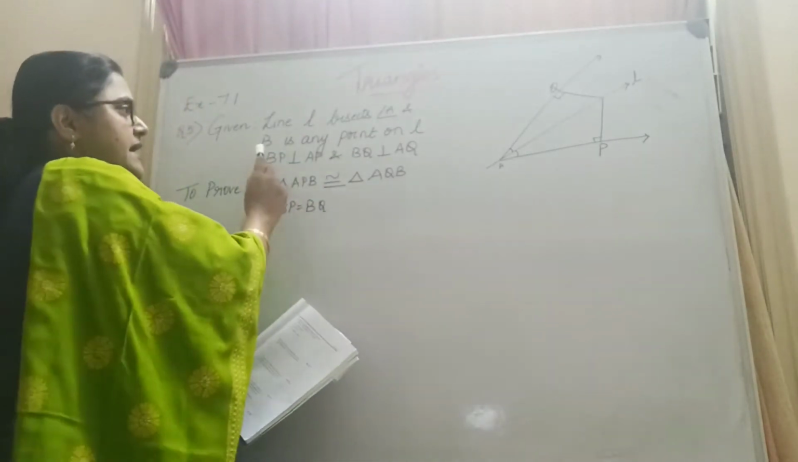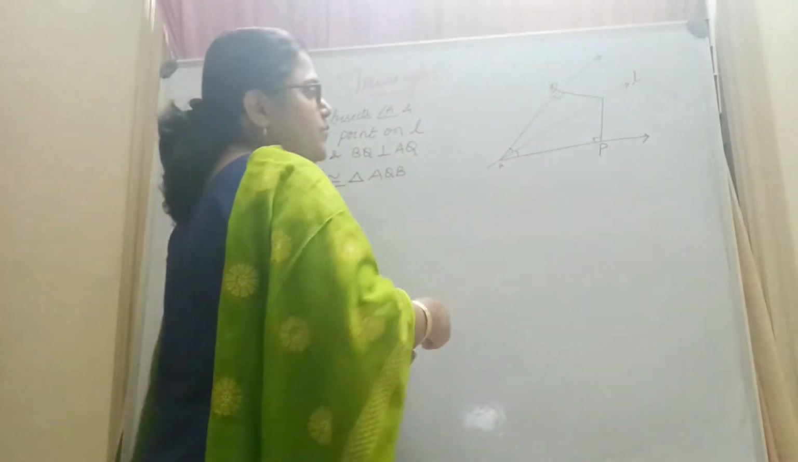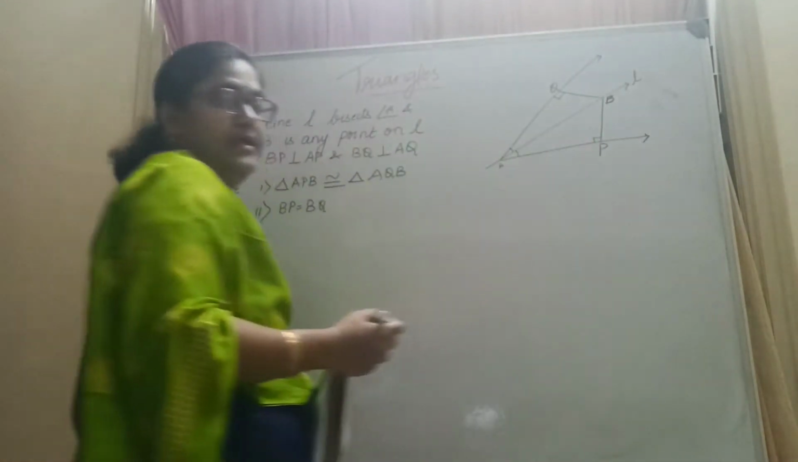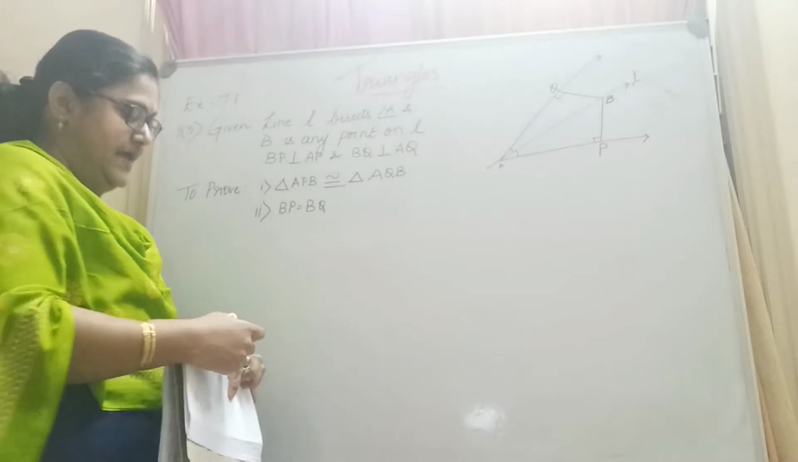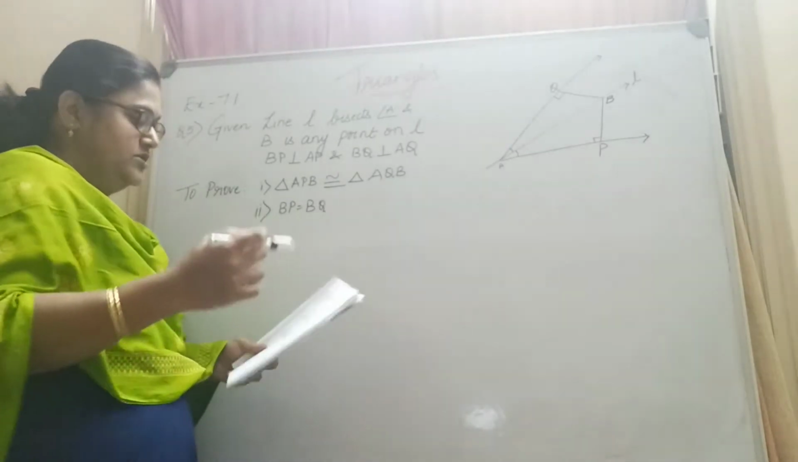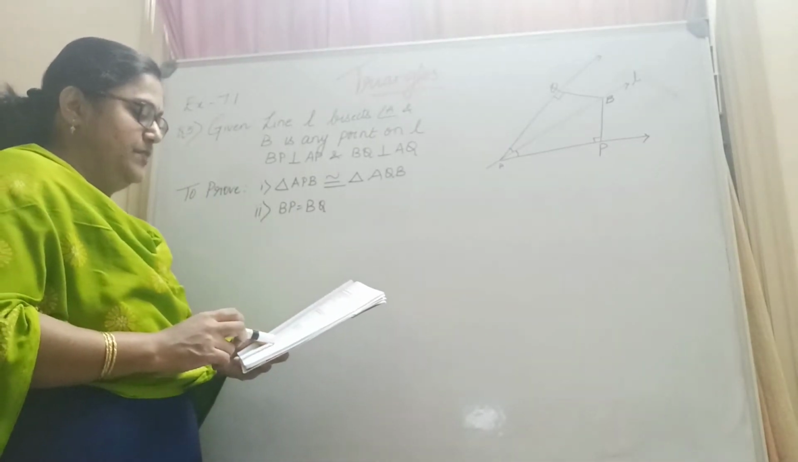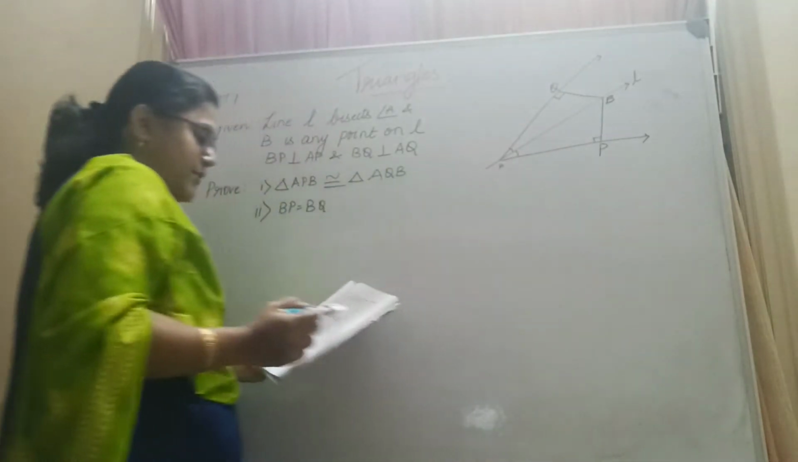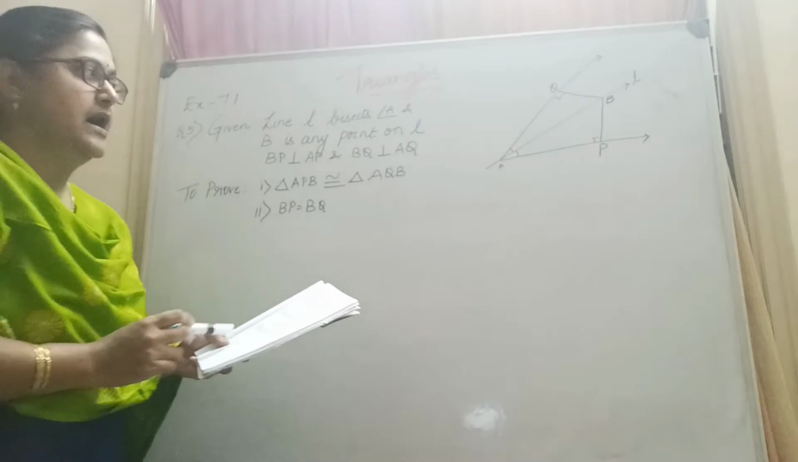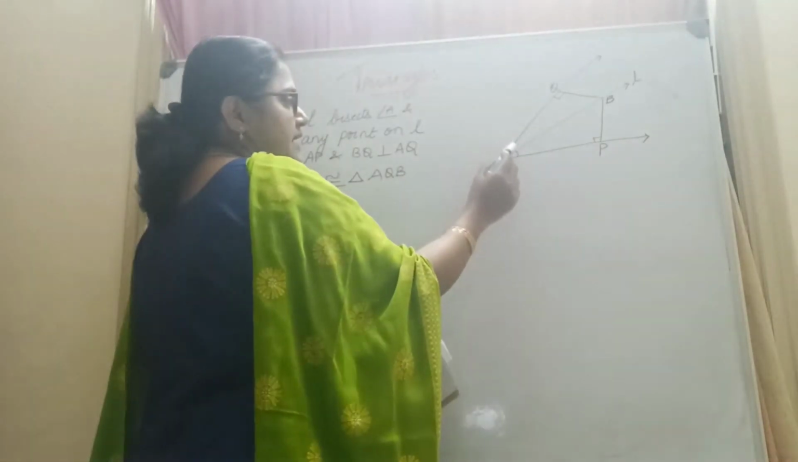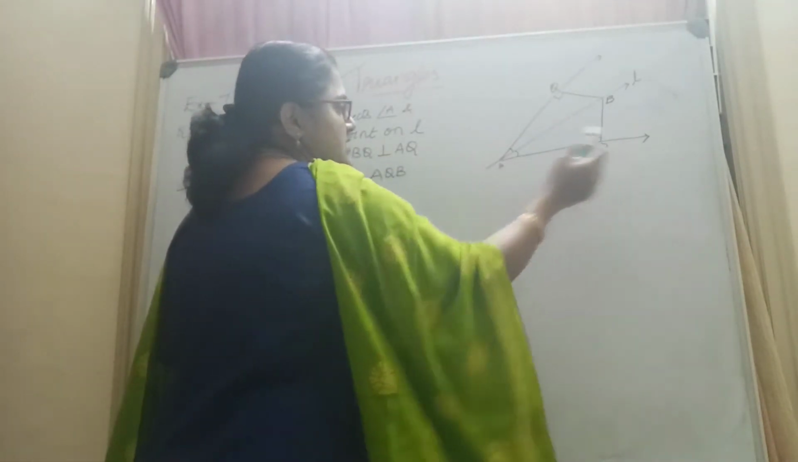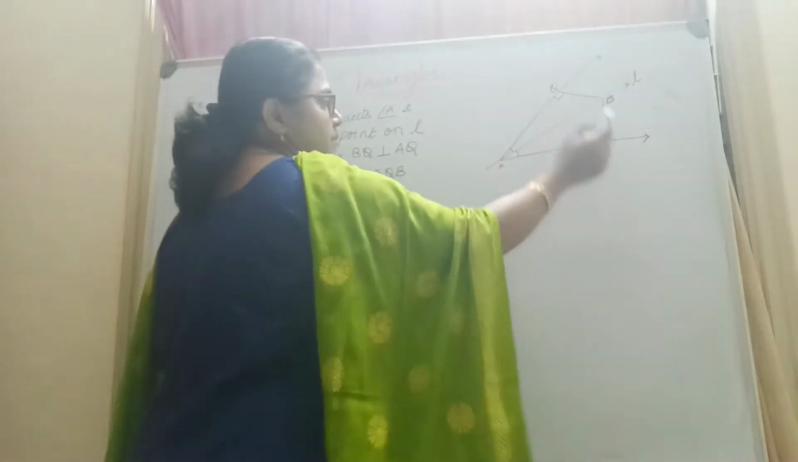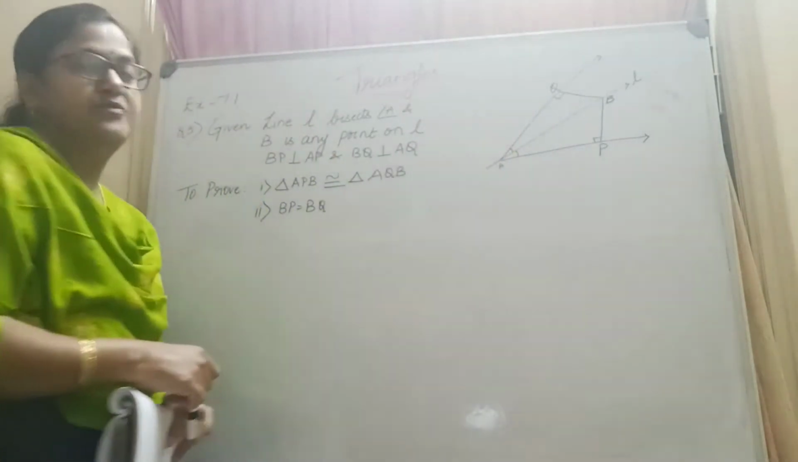And B is any point on L. So B is any point, this is B, any point on the line L. They also say that BP and BQ are perpendiculars from B to the arms of angle A. These are the two arms of angle A. So BP and BQ are perpendiculars to the arms of angle A.